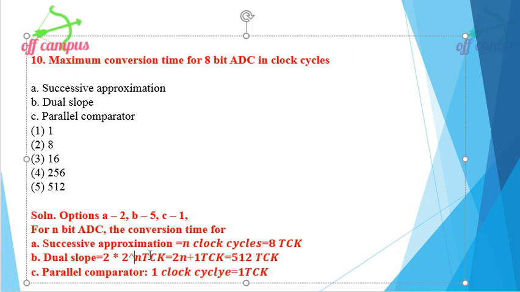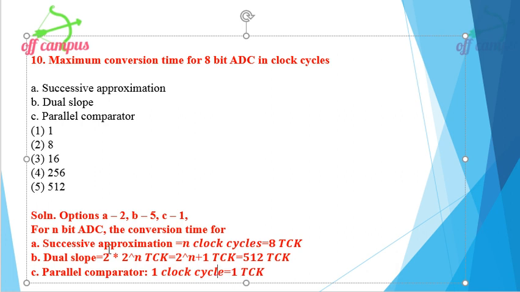2 power n time clock cycle. This is the time clock cycle, which is nothing but 2 power n plus 1. 2 into 2 power n is nothing but 2 power n plus 1 time clock cycles. This is a formula. Then for the parallel converter, irrespective of the number of bits, for any number of bits, what is the maximum conversion time for a parallel comparator? It is nothing but 1 clock cycle only.